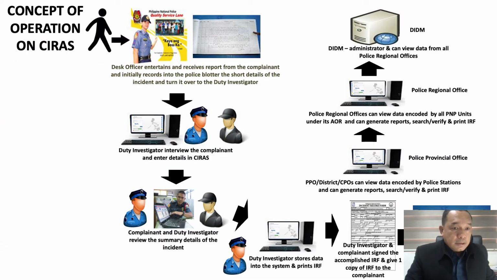The duty complainant and duty investigator review the summary details of the incident. The duty investigator stores data into the system and prints incident report form or IRF. Duty investigator or complainant signed the IRF and give one copy to the complainant. The desk officer transcribed the complete details of the report incident into the blatter book.